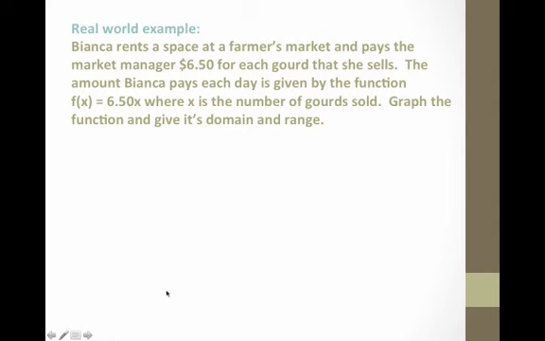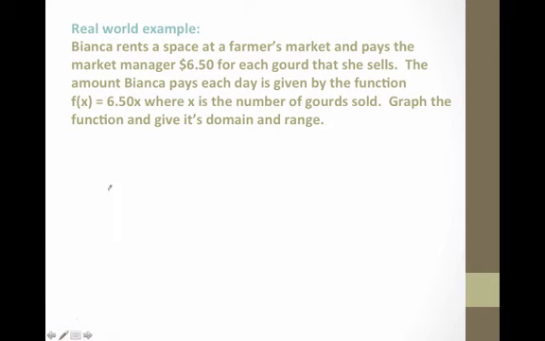Real world example. I like these. Bianca rents a space at a farmer's market and pays the market manager $6.50 for each gourd that she sells. The amount Bianca pays each day is given by the function f of x equals $6.50 times x, where x is the number of gourds sold. I want to graph the function and then give its domain and range. And this would have been helpful on our last test and quiz.